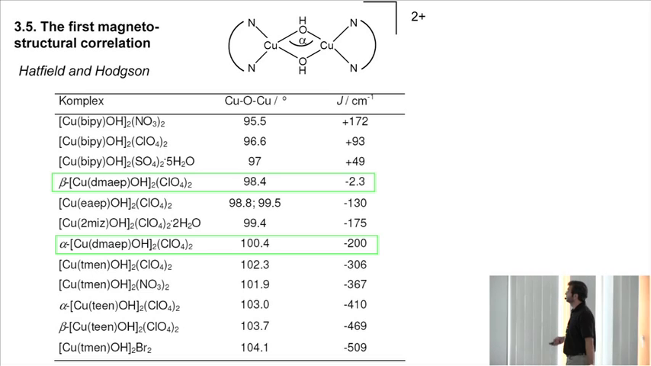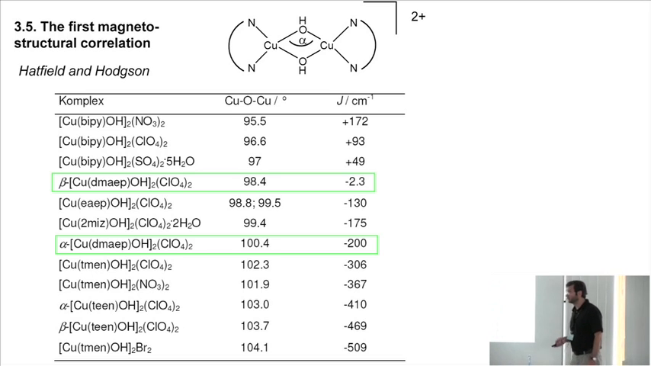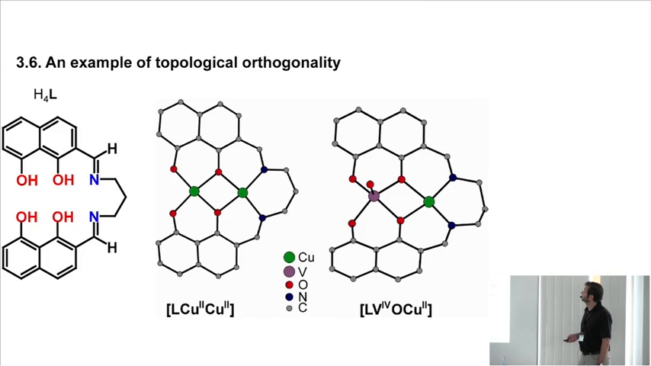But if you want to design something, you need a control. And opposite to this accidental orthogonality is the so-called topological orthogonality. And this is an example from our group with this ultra simple ligand. So we have done two compounds. We have done a copper 2 compound and a copper 2 vanadyl, vanadium 4 compound.